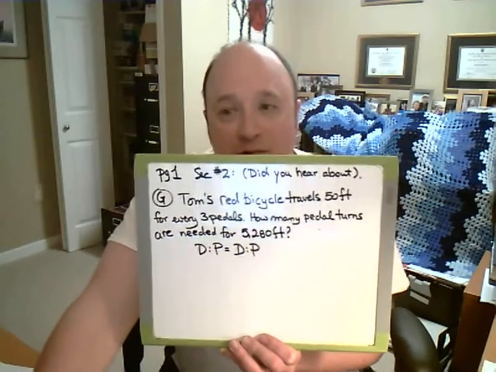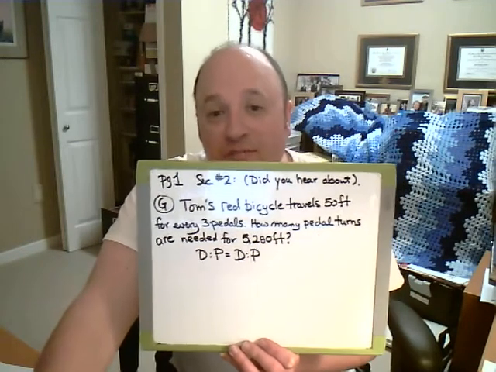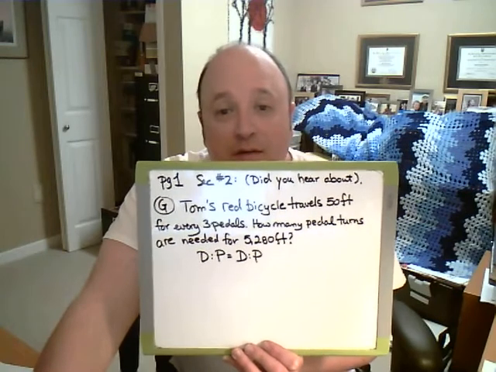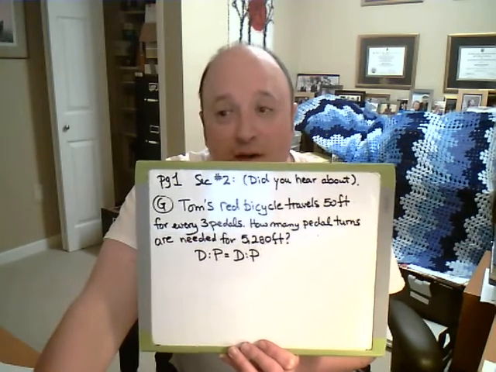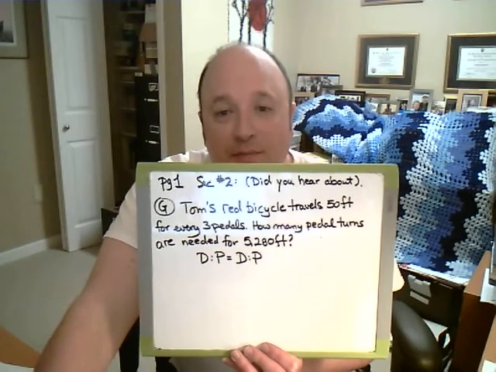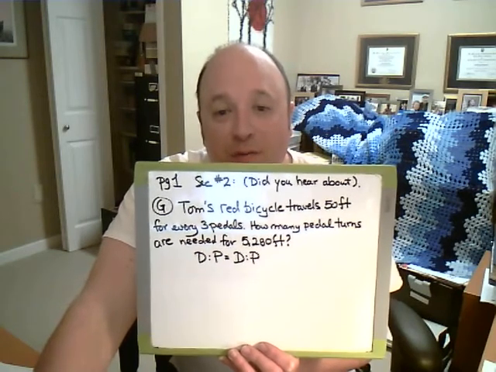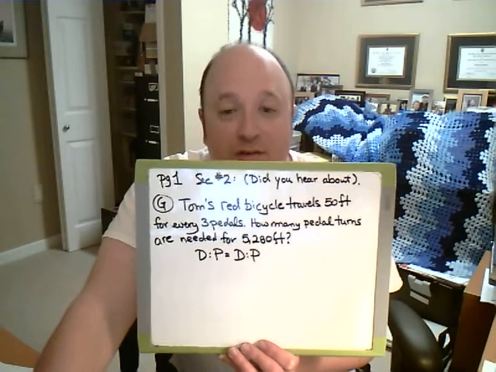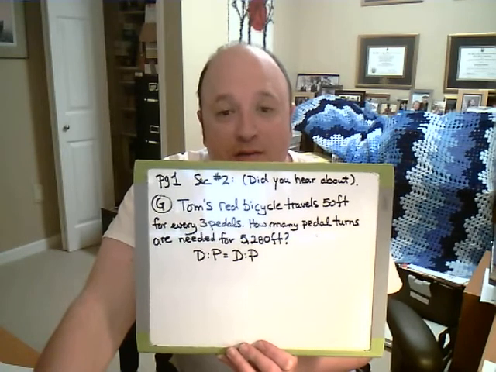So I've set up the letters, and now I plug in the numbers and figure out where to put in my variable, because this will eventually turn into a fraction, which we already know how to solve. Okay, so I'm told that I have 50 feet for every 3 pedals. That goes in the first D and P slots. So here's what that looks like.